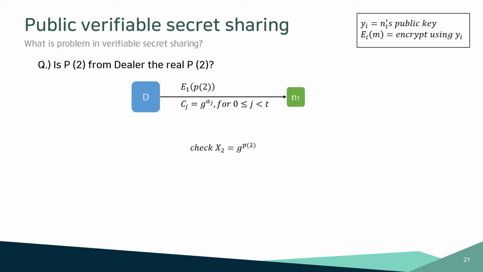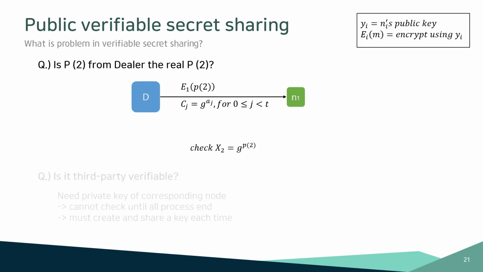So if node 2 gets the commitments and P2, node 2 can check that X2 equals g to the power of the P2 value. If the two values are the same, node 2 knows that it received P2 normally.